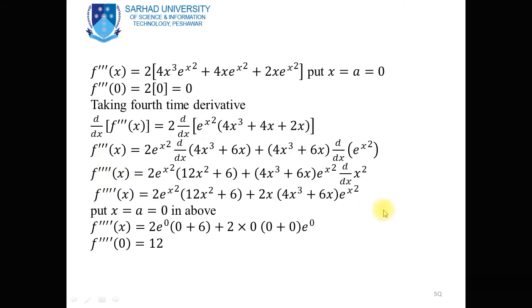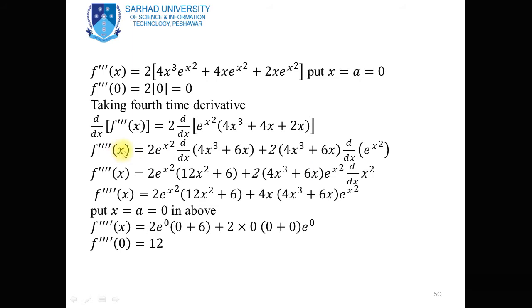So the fourth order derivative of the function with respect to x means taking the derivative of the third order derivative of the function with respect to x. We obtain the fourth order derivative of the function like you see over here. Now for this derivative, simplify this third order result, taking e^(x²) common.